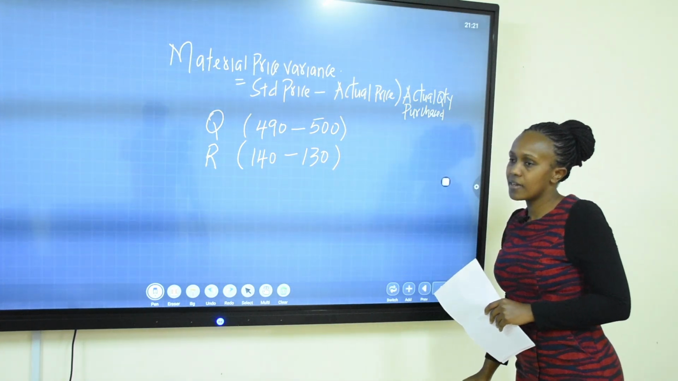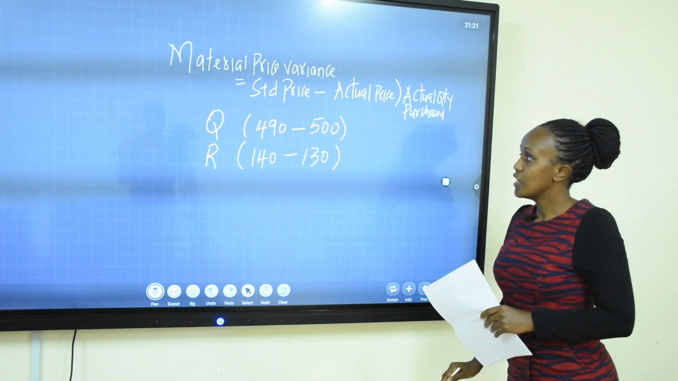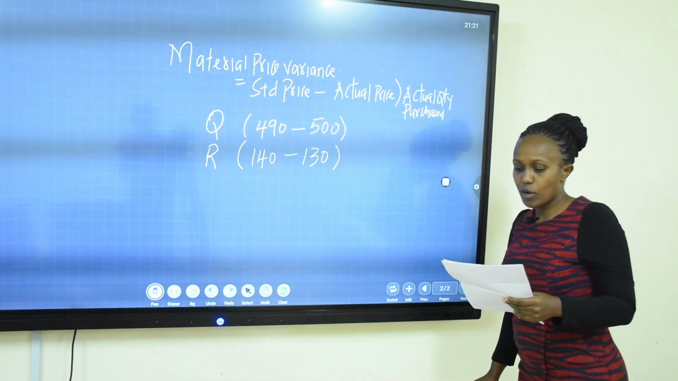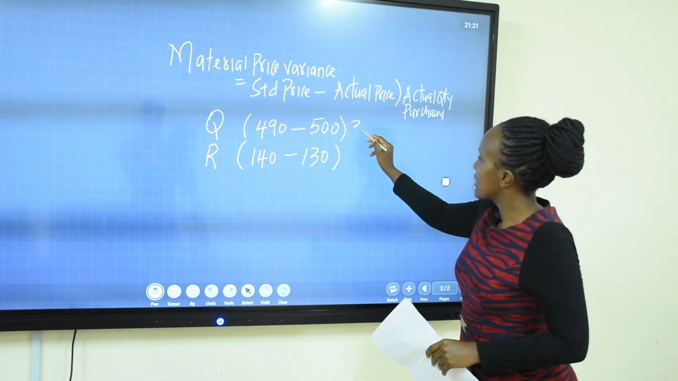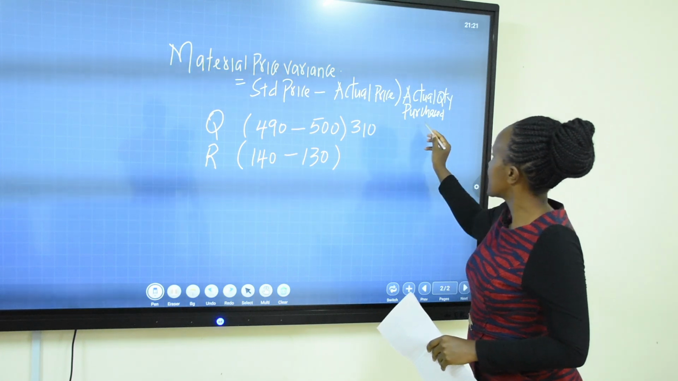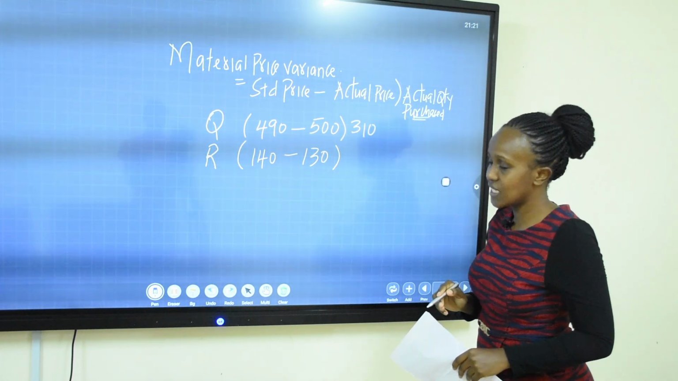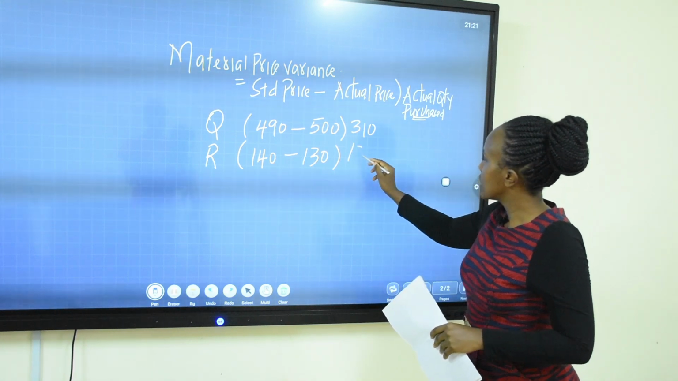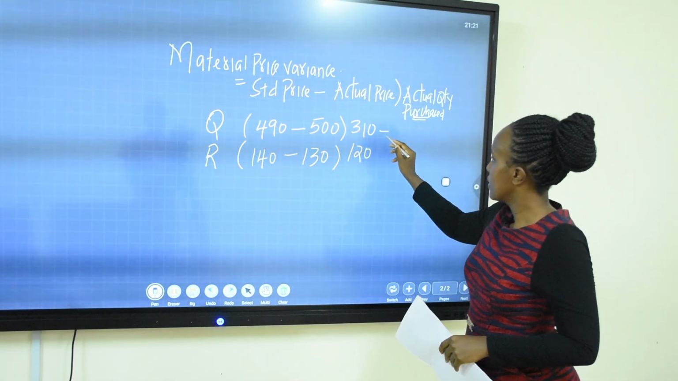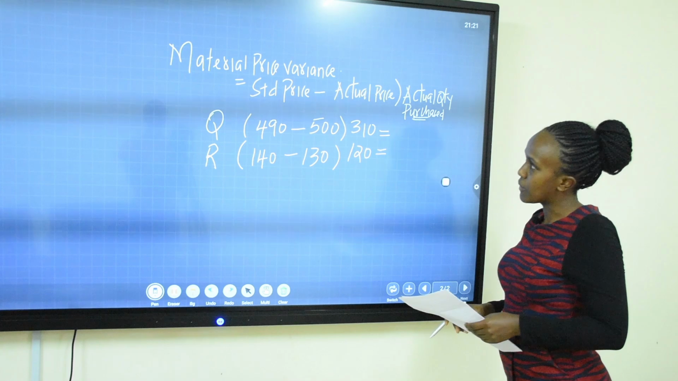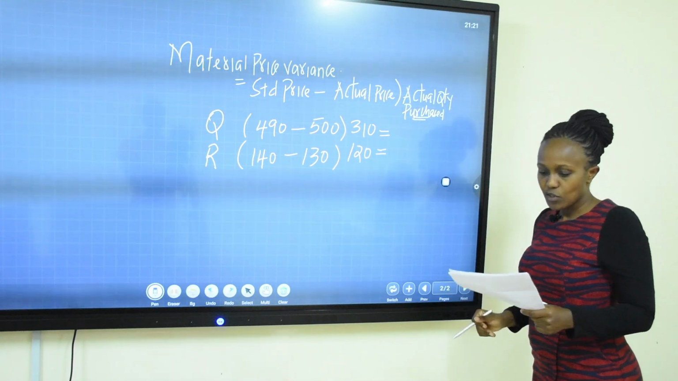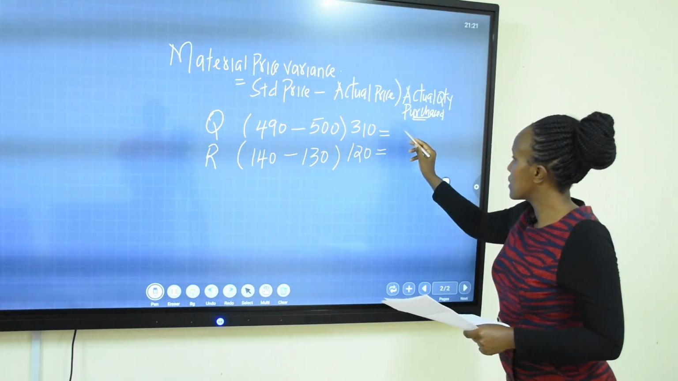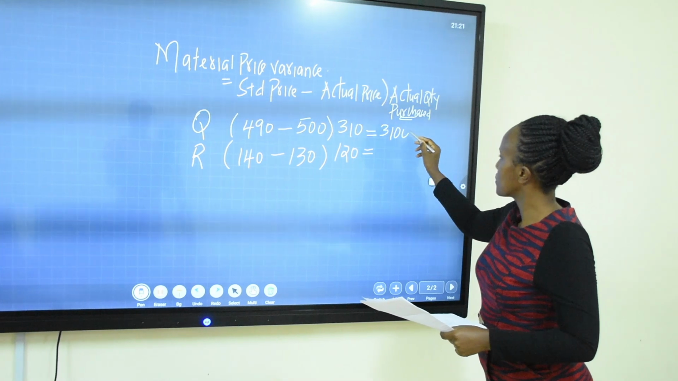So multiplied by the number of liters that were bought, the actual quantity purchased. They bought 310 liters of Q and 120 liters of R. So this is what is going to give us the material price variance. So the material price variance is going to be 3,100 for Q.